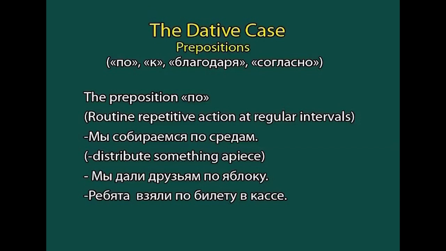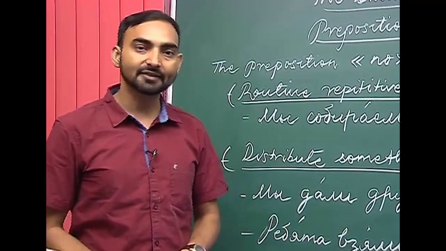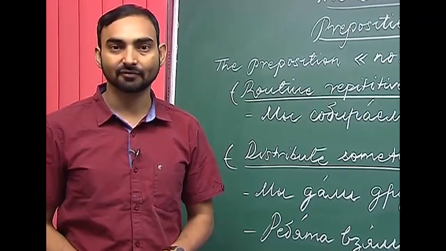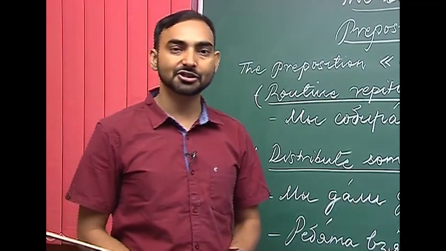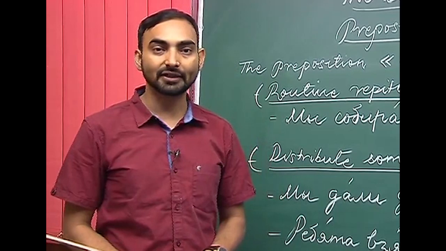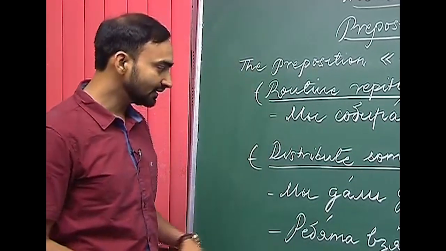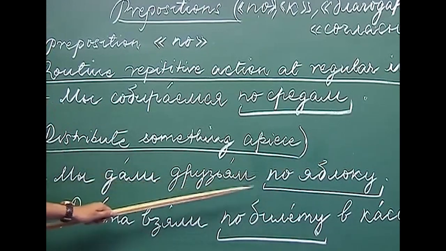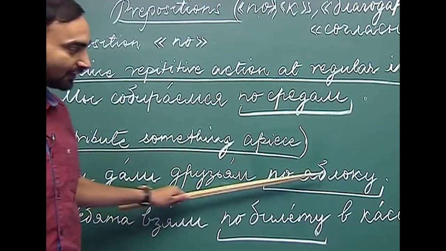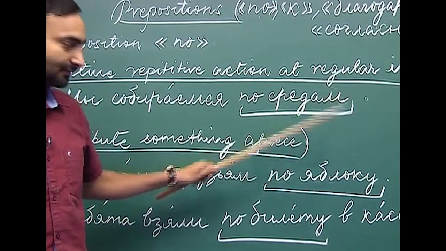The next meaning the preposition per conveys is the distributing action. If something is being distributed one piece each, in that case also we use the preposition per along with the noun in the singular dative case. For example, we gave friends an apple each. Here, after per we have used a singular noun in the dative case.